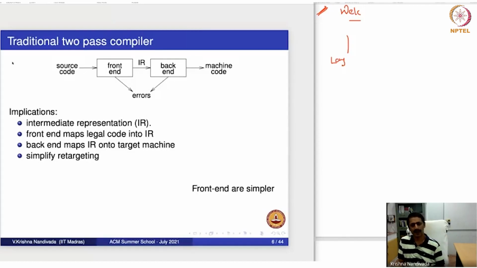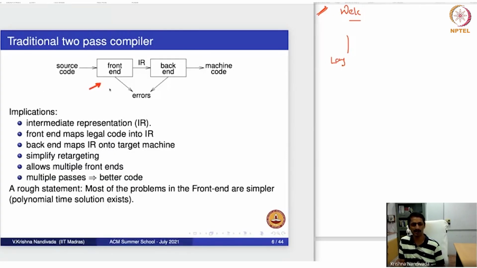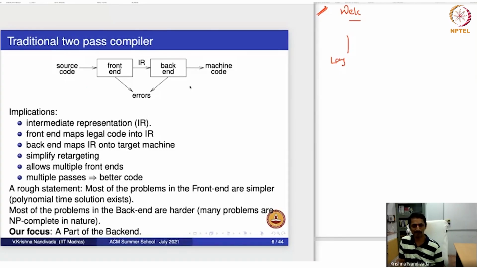Okay. A rough statement is that most of the problems in the front end are simple or have been more or less solved to our satisfaction. And most problems in the backend are harder. Some are undecidable, some are NP-complete in nature. And most of the research is going on in this part. Okay. Our focus is a tiny part of the backend.